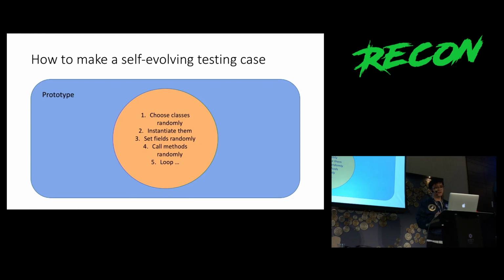After we know how AS3 reflection works, we come to see how to make a self-evolving testing case. The idea is very simple. We choose classes randomly, instantiate them, set fields randomly, call methods randomly, and loop the whole process.